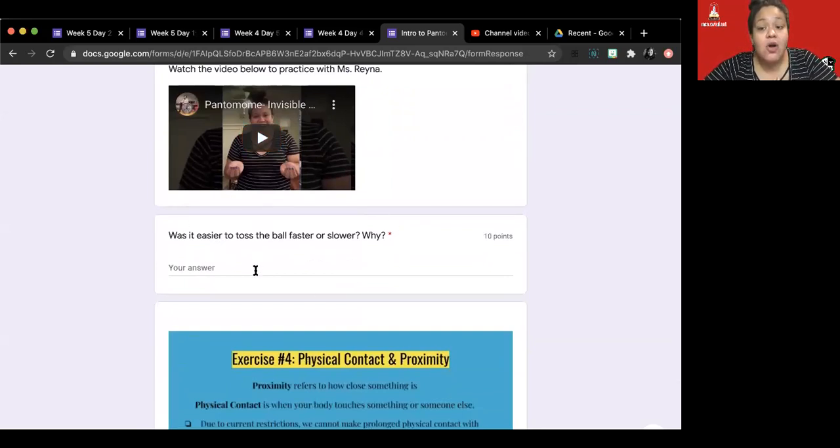Was it easier to toss the ball for you faster or slower? And why? You can also tell me about what type of ball you chose. So let's say you chose to pretend you were throwing a basketball versus a bowling ball or another kind of ball. Which one was easier, a smaller or a larger ball? Just tell me about your experience doing the exercise along with me.